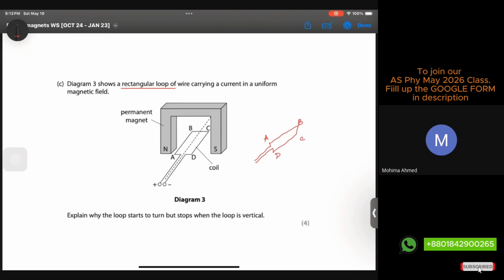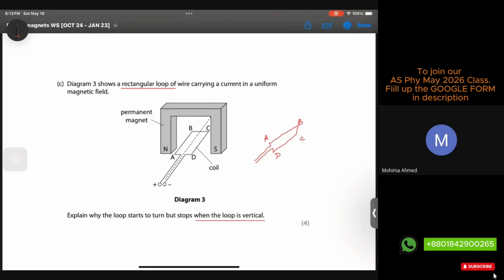Then, I think, it will go back in the other direction, something like that they're saying. It starts to rotate in the horizontal plane, but obviously it's rotating, so at some point it will reach the vertical plane where AB and CD are on the y-axis, and AB is above CD. In that arrangement, the loop stops turning.